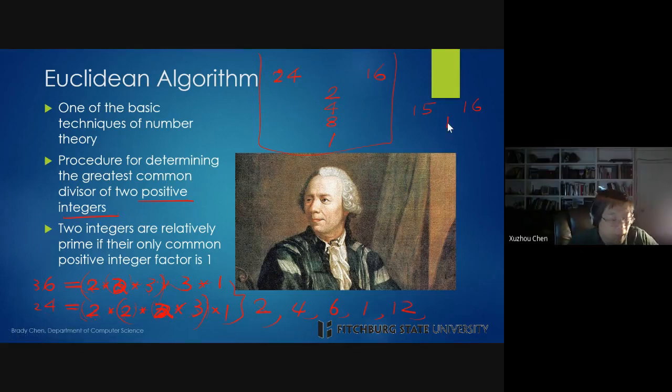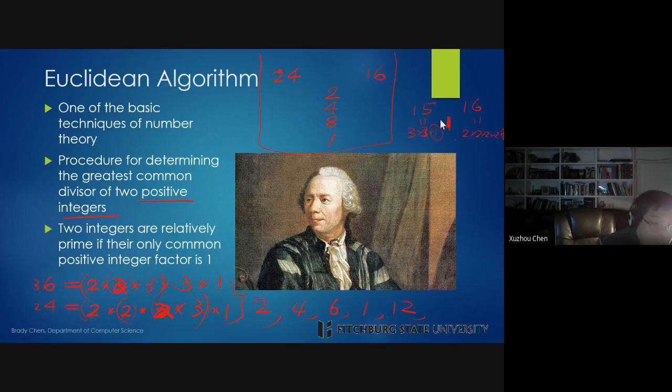But other than 1, you cannot find anything else, because if you factor 15, 15 can be written as 3 times 5 times 1. And 16 can be written as 2 times 2 times 2 times 2 times 1. So you have 2, 2, 2, 2. If you look at this, the only common factor is 1. So there's nothing in common other than 1, right? So in that case, the only common divisor is 1.